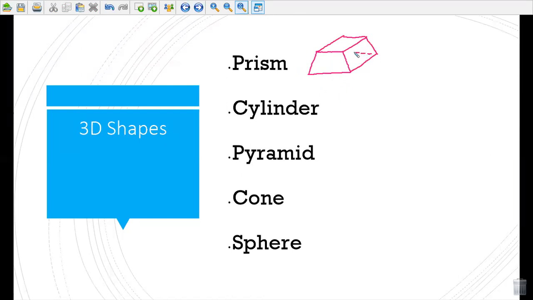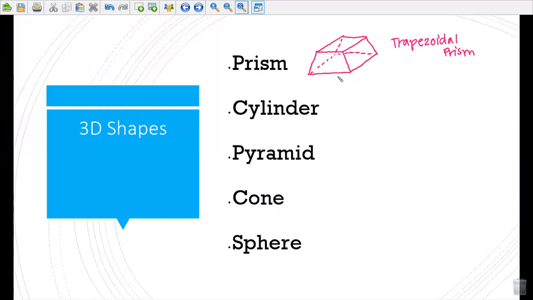Sometimes you'll see dotted lines, and dotted lines just mean that it's something you wouldn't see if it were solid. If it was a see-through trapezoid, you can see the other edges in there, but if it were solid, you wouldn't be able to see them. So that's all dotted lines mean. You name a prism based on what shape the base is. So this one we would call a trapezoidal prism because the base is a trapezoid.